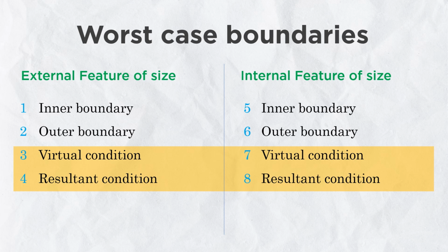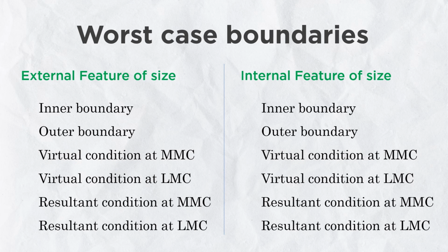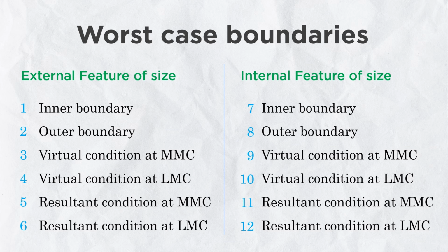So we refer to them as virtual condition at MMC, virtual condition at LMC, and the same for the resultant condition at MMC and LMC for both internal and external feature of size. So in total, this brings us to 12 worst case boundaries. It seems like a lot at first, but not actually. Virtual condition and resultant condition are actually a variation of inner and outer boundary with the addition of a material condition modifier. As we go through the examples, you will see how straightforward this becomes. There's nothing complicated.